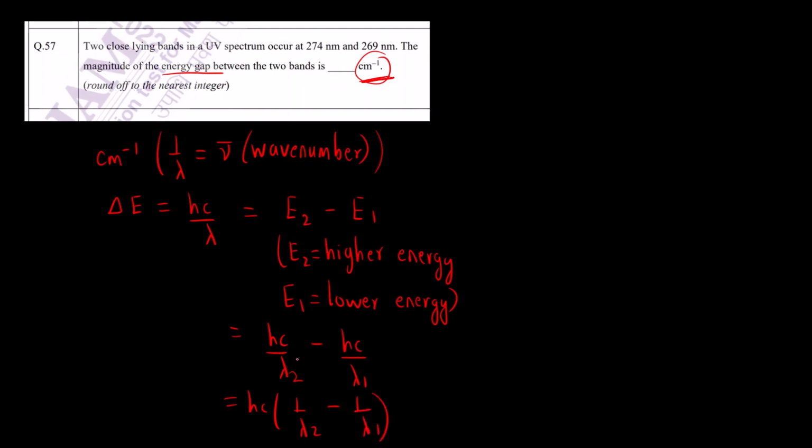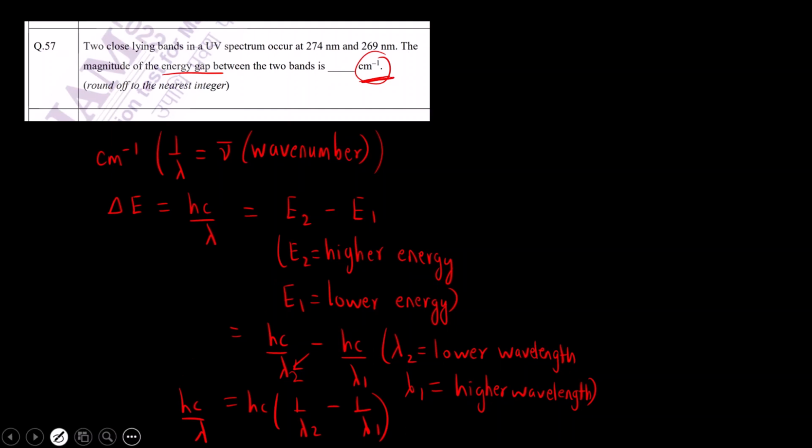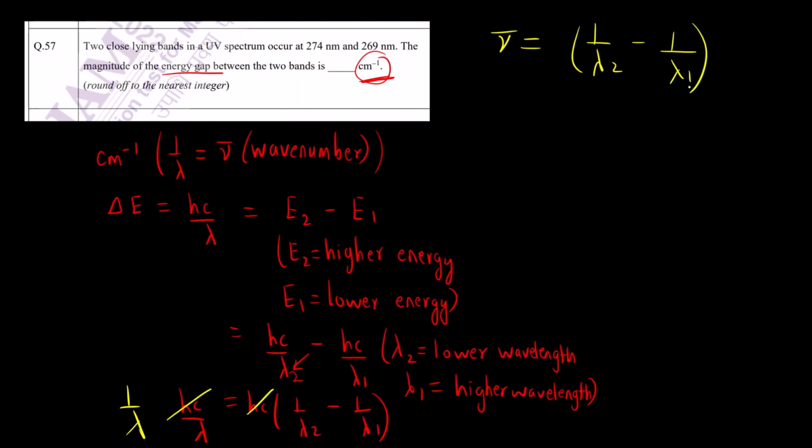Now E2 is a higher value, so lambda 2 will be the lower wavelength, because energy and wavelength are inversely proportional. And lambda 1 is the higher wavelength. Now we can cancel hc and hc since they are common. And what is 1 by lambda? 1 by lambda is nothing but the wave number that we have to find out. So wave number is equal to 1 by lambda 2 minus 1 by lambda 1.